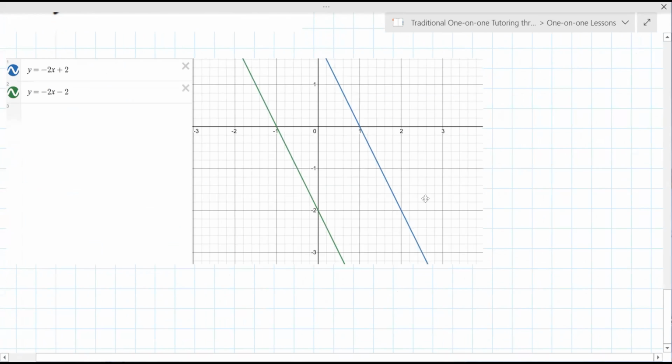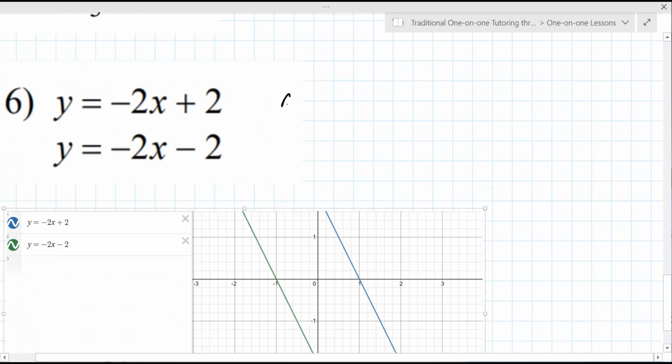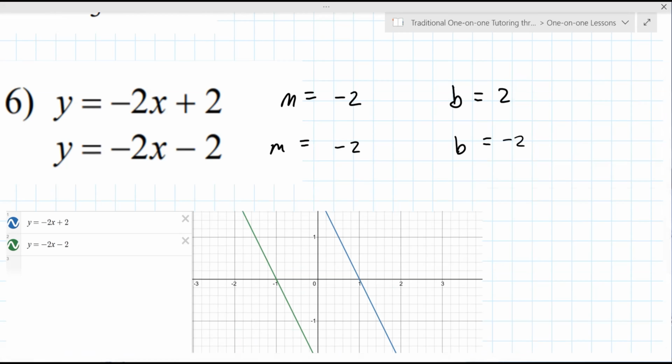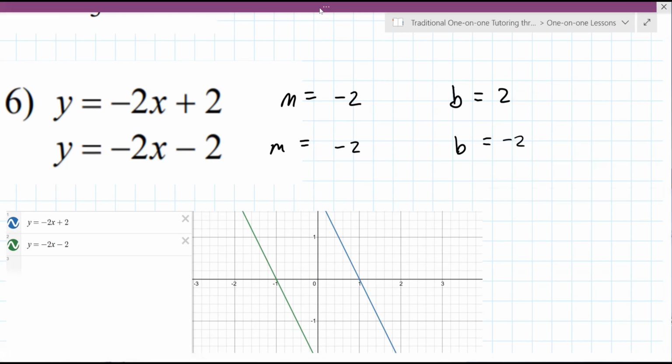Well, let's look at the two equations up here. What is the slope of the first equation? -2. What is the b? What is the b value? Positive 2. Okay. What is the slope of the second equation? -2. What is the b value of the second equation? -2 again. So what matters is the slope.